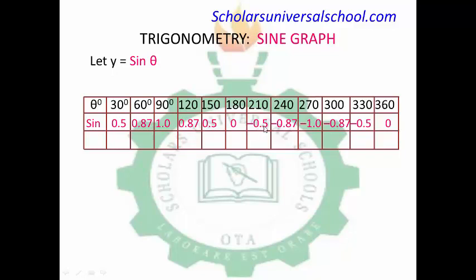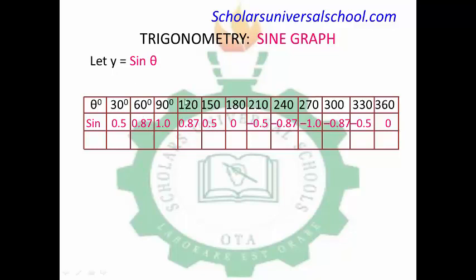Recall that 210 is in the third quadrant, and you have to get the acute form. You recall the acute form of angles. We have to get the acute form of all angles that are greater than 90 degrees before you can actually get the trigonometric ratio.